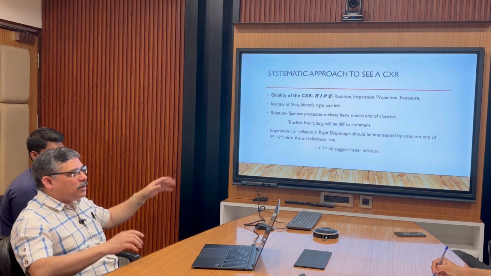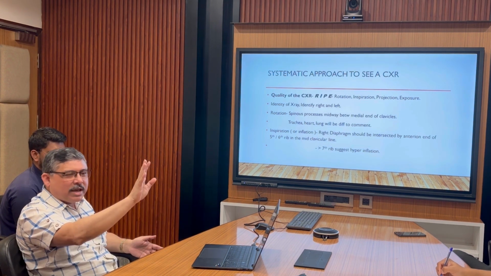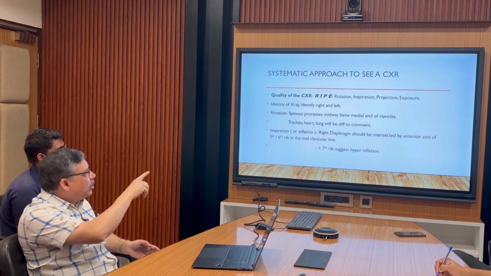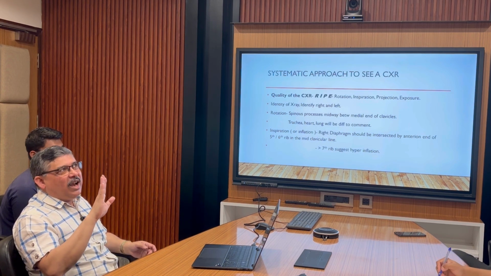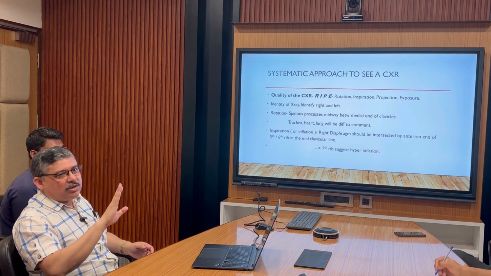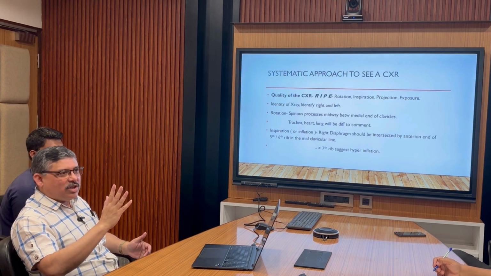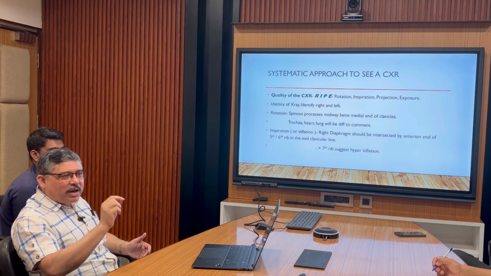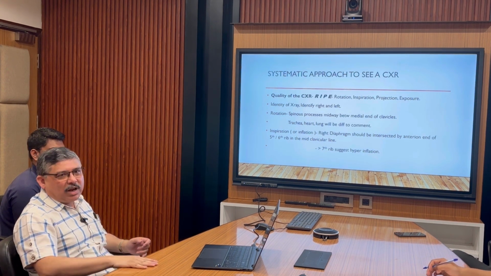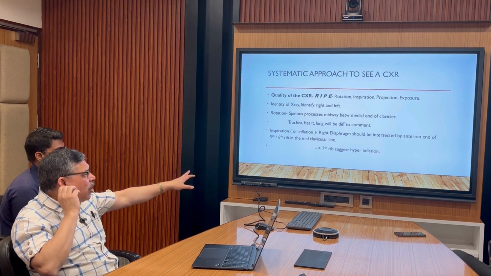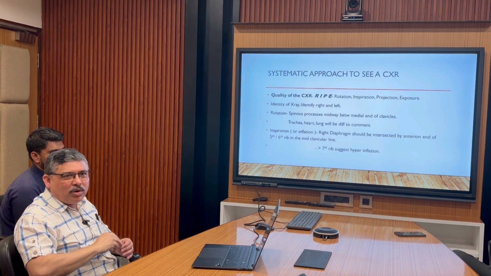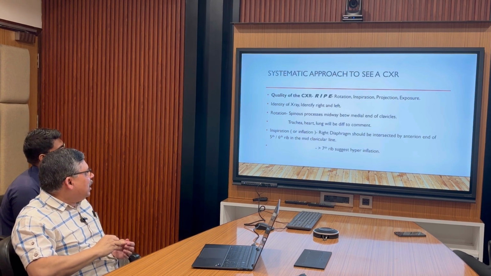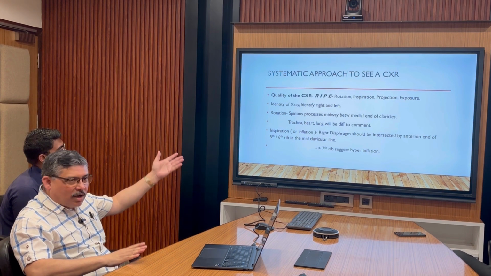So if somebody gives you a rotated film to examine, don't try to comment on these three things, unless you make out that it is intentionally rotated. There are oblique films which can be taken to find out some very specific spot in the lung. I will not go into the oblique films. These are more for radiology people; we don't require it.